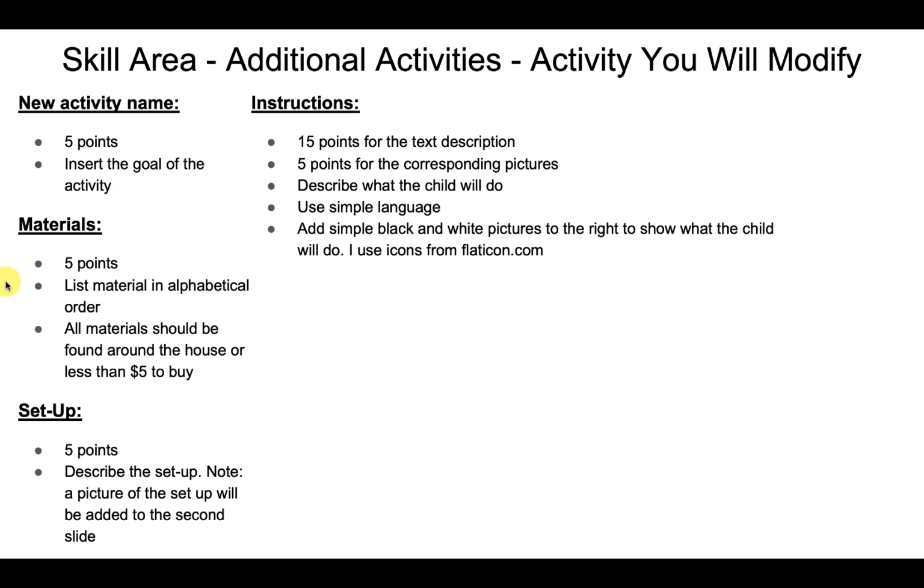The next section describes the materials that you'll use. You must list all the materials in alphabetical order. All the materials should be found around the house or should be bought for less than $5. You'll receive 5 points for this section.